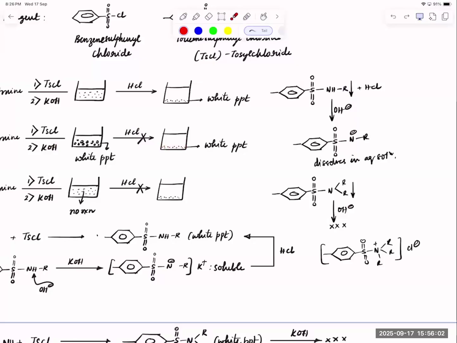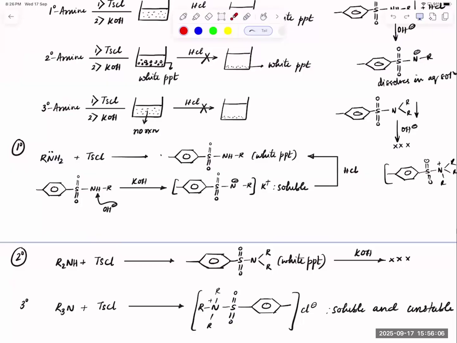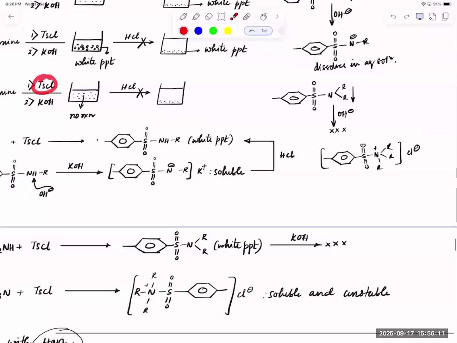And this is what happens in 2 degree amine. If it is 3 degree amine, when you react with tosyl chloride, since it does not have any hydrogen to lose right from the start, it would only appear like a salt form which is in a dissolved form. So there is no precipitate forming at any point of time. So with 3 degree amine, no precipitates are observed. And that itself is an indication that there is a 3 degree amine.